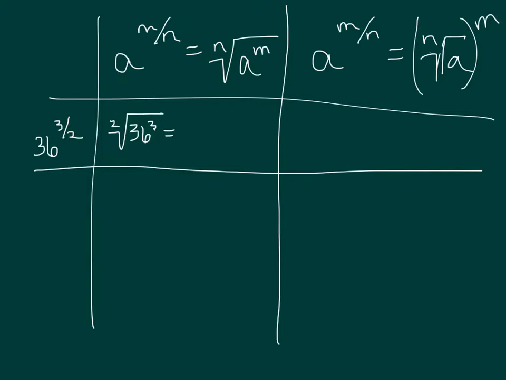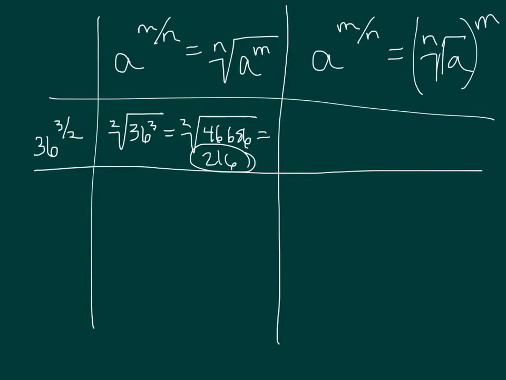Now if we actually wanted to simplify that, order of operations says we would have to do the number under the square root first. Well, 36 cubed is 46,656. What's the square root of 46,656? Well, it's 216. That would be my answer. In other words, 36 to the 3/2 is 216.